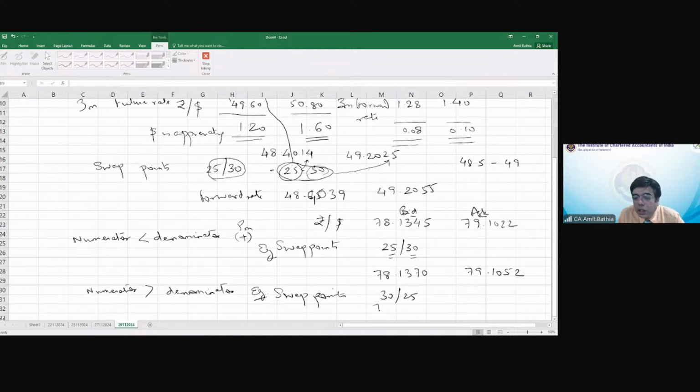Forward rate over here will be, what will be the forward rate? 78.1370 minus 30 points, right? So it will become 78.1340. And here it will be 79 point, let's say 1052 minus 25. So it will become 79.1027. Right? Are you all getting the concept?